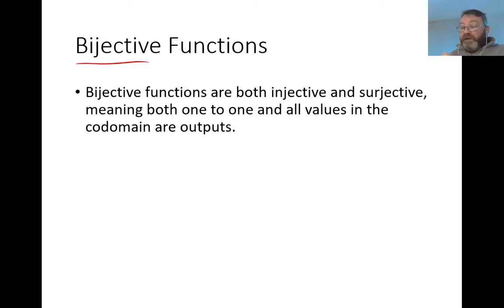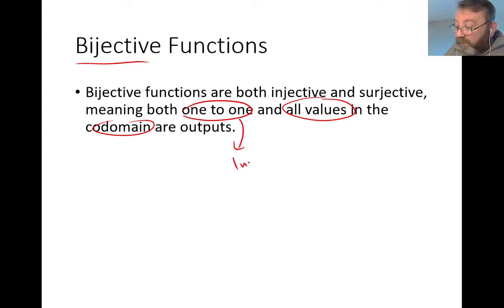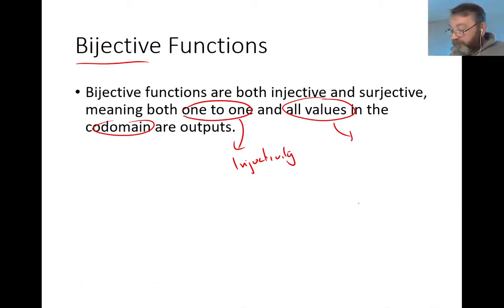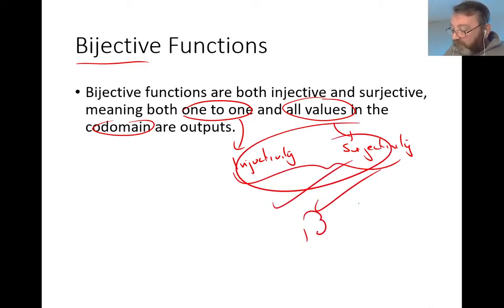Okay, so bijective functions are both injective and surjective, meaning both one-to-one relationships and all the values in the codomain are outputs. So they're the key things to look for. So you're looking here for injectivity, and if all the values of the codomain are used, that happens to be surjectivity. Okay, and if both of those are present, then yes, it's bijective.